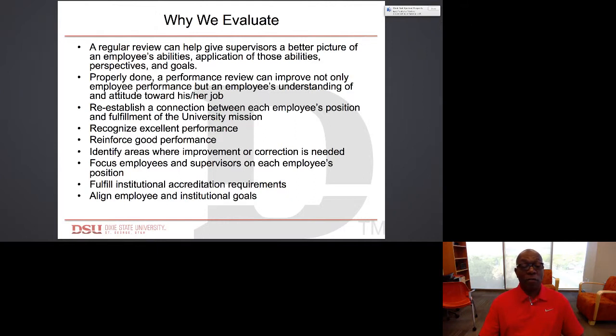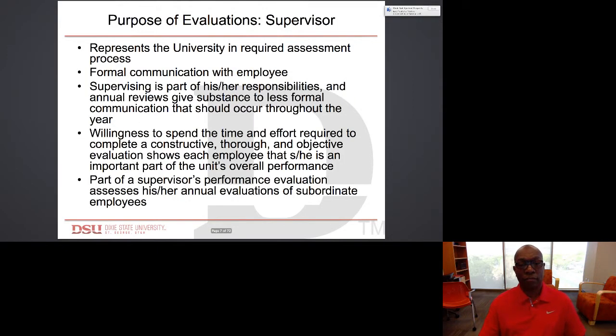Recognize excellent performance, reinforce good performance, identify areas where improvement or correction is needed, focus employees and supervisors on each employee's position, fulfill institutional accreditation requirements, and align employee and institutional goals. Again, it's very critical. What is the purpose of evaluations?